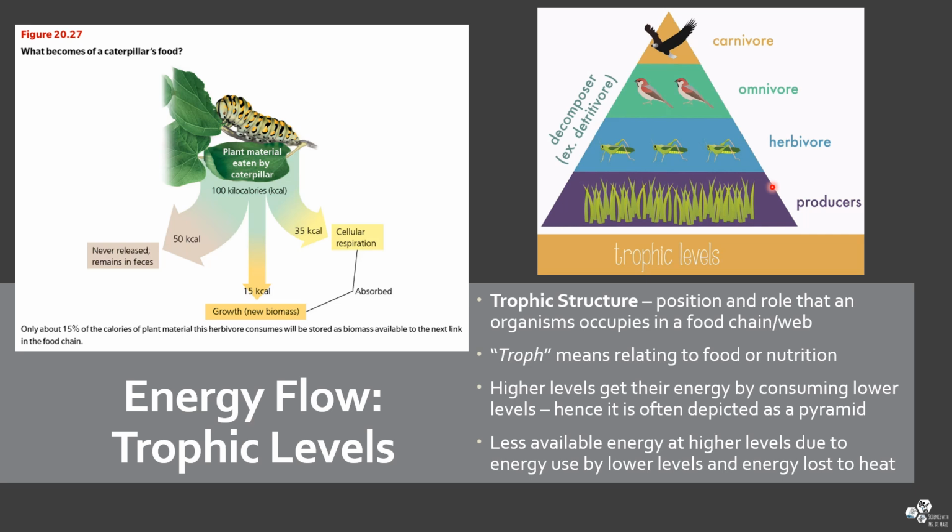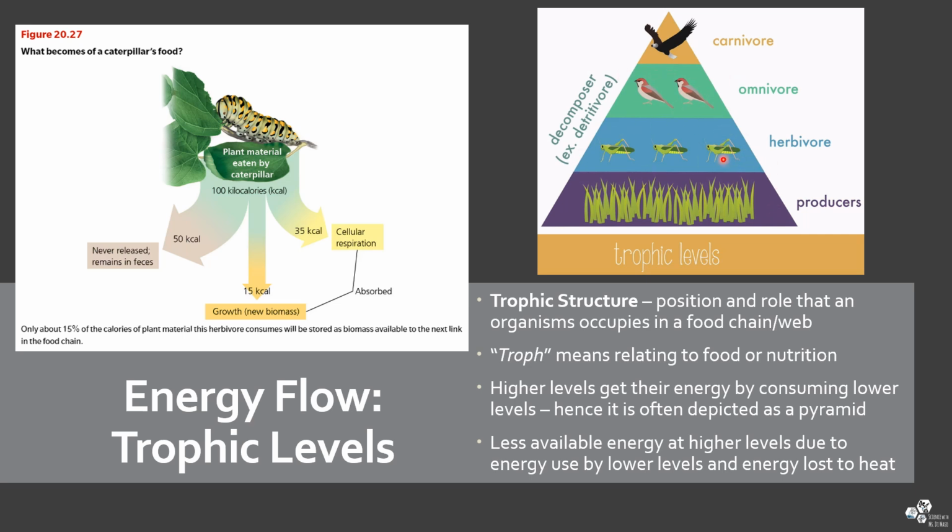So the producers have the most energy available for other organisms to use, which is kind of important because they're the ones that end up feeding the rest of every organism on the planet, so they better have the most energy, otherwise we'll run out of energy for the organisms higher up. Then our herbivores that eat the producers have the next highest level of energy.